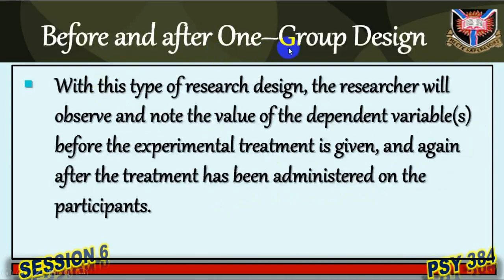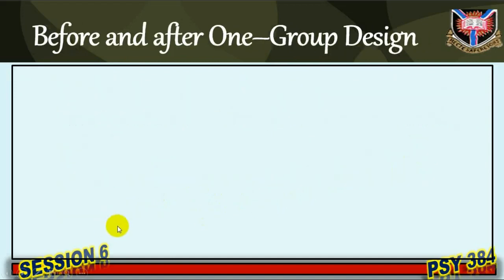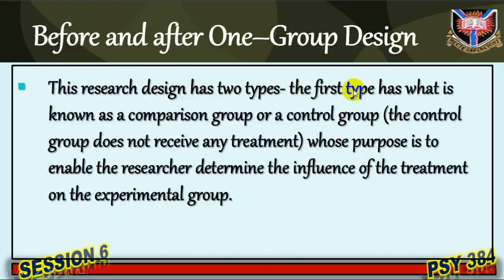Before and after one-group design. With this type of research design, the researcher will observe and note the value of the dependent variables before the experimental treatment is given, and again after the treatment has been administered on the participants. This research design has two types. The first type has what is known as a comparison group or a control group. The control group does not receive any treatment, whose purpose is to enable the researcher determine the influence of the treatment on the experimental group.